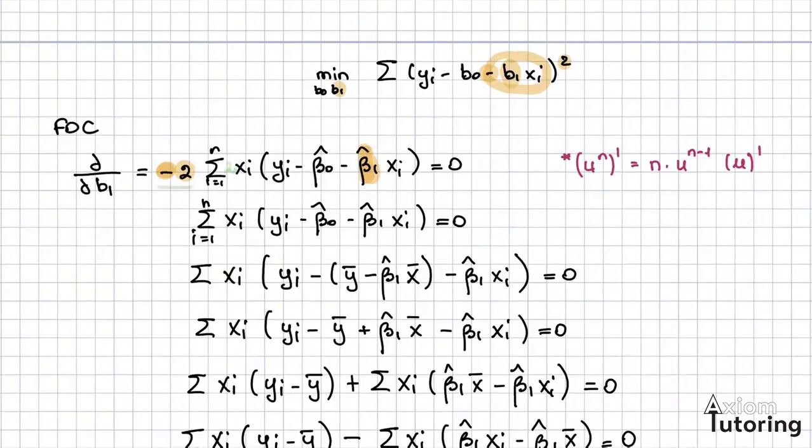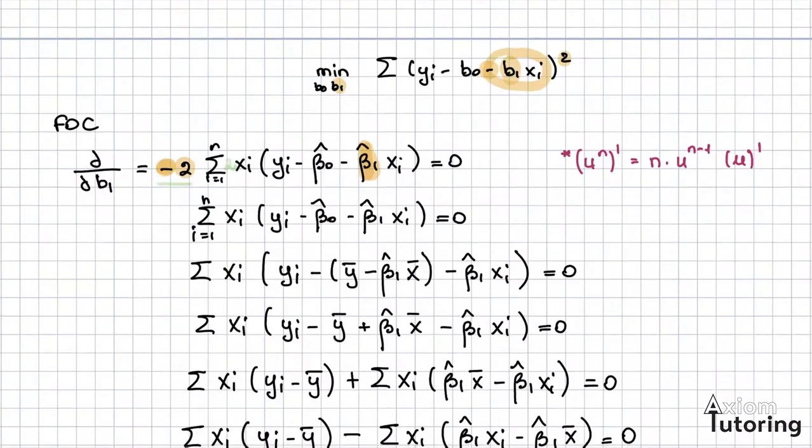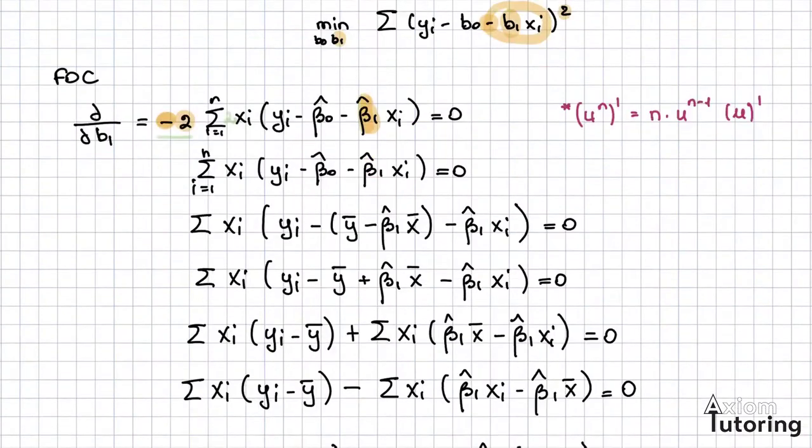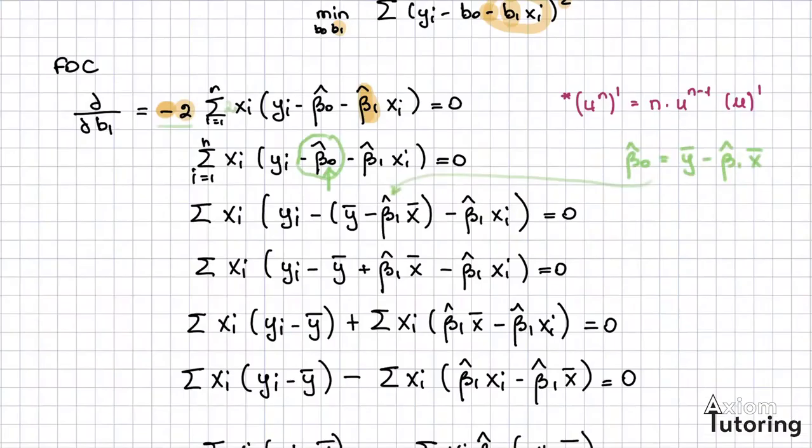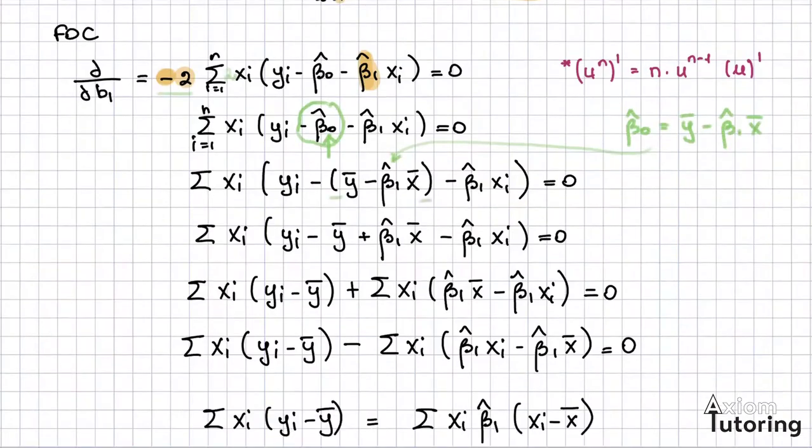So we have simply sent the -2 on the other side, and at this stage, because we have already found a formula for the beta null hat due to the first order condition, where we found that the beta null hat is equal to y bar minus beta 1 hat x bar, we can simply now substitute that exactly in here. Taking it out of the brackets, we're going to have a minus in front of the y bar, but a plus in front of the b1 hat x bar.